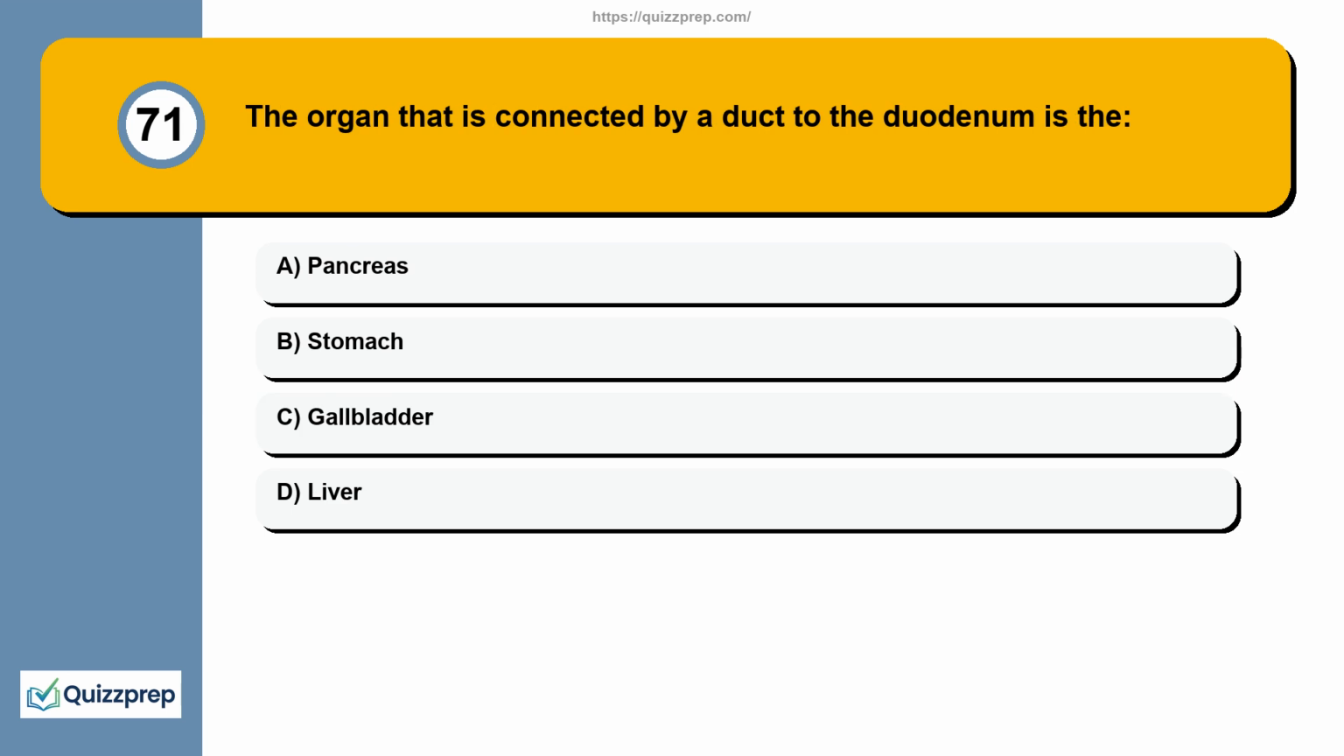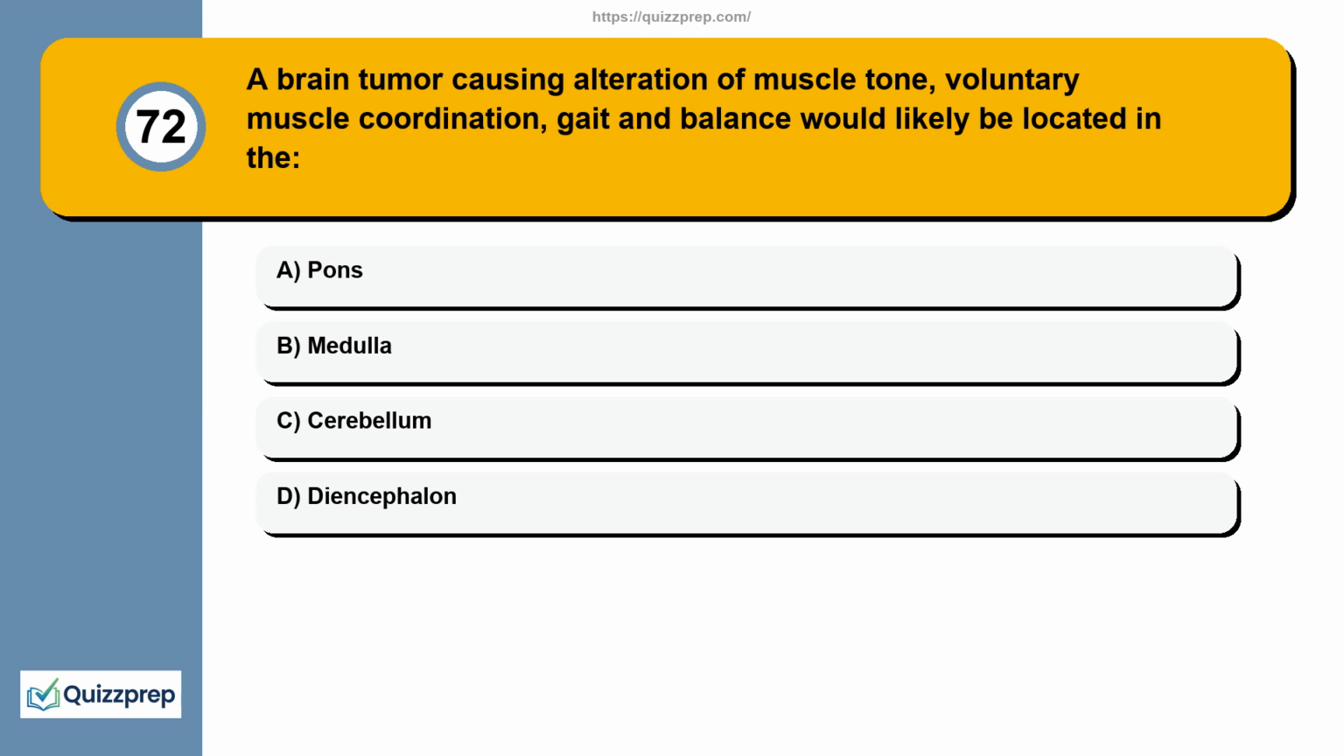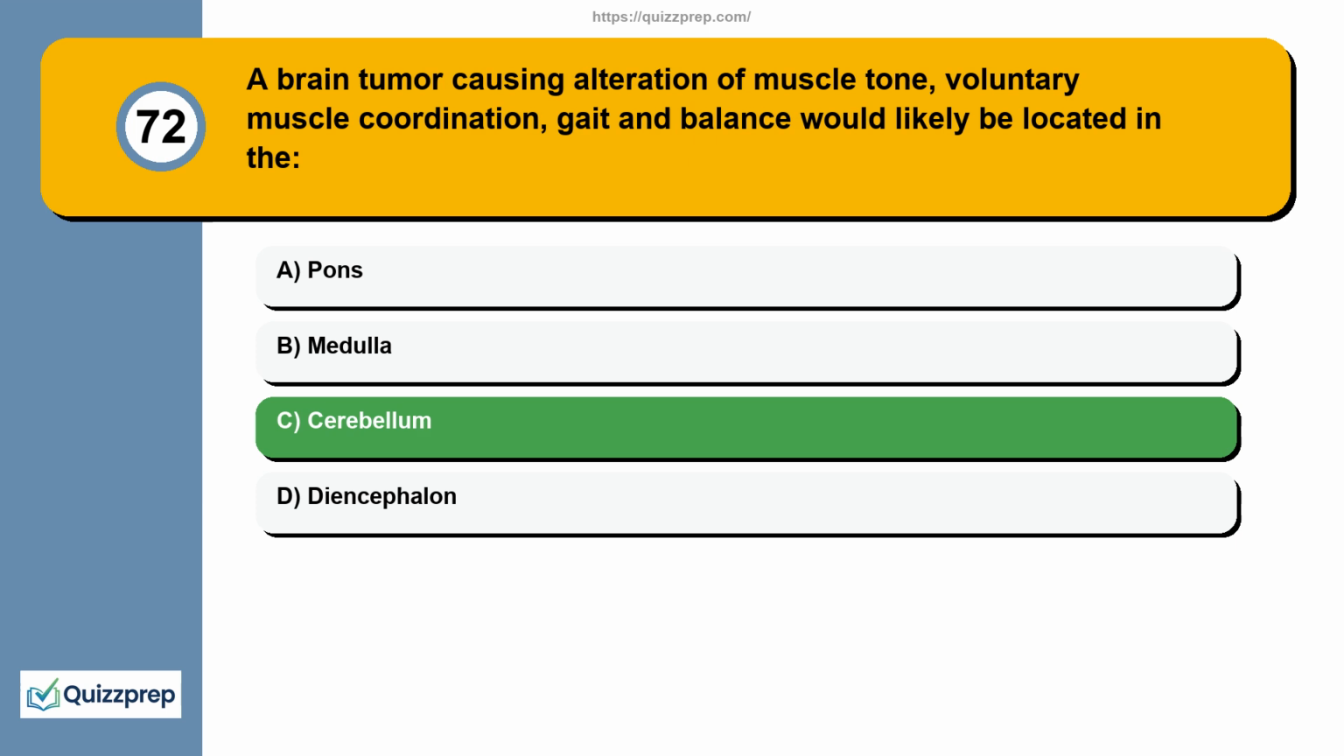Question 71. The organ that is connected by a duct to the duodenum is the: option A, pancreas. Option B, stomach. Option C, gallbladder. Option D, liver. The correct answer is option A, pancreas. Question 72. A brain tumor causing alteration of muscle tone, voluntary muscle coordination, gait and balance would likely be located in the: option A, pons. Option B, medulla. Option C, cerebellum. Option D, diencephalon. The correct answer is option C, cerebellum.